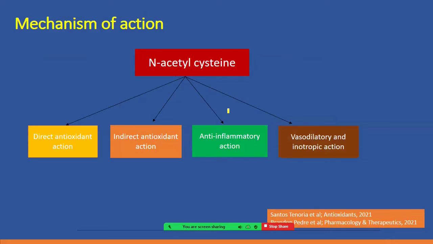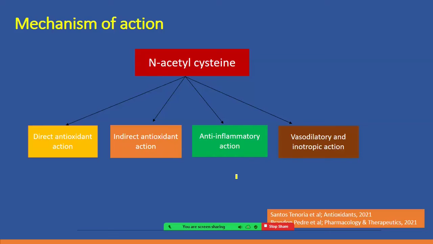N-acetylcysteine has basically 4 mechanisms of action. First is its direct antioxidant action. It itself acts as an antioxidant and leads to the deactivation of reactive oxygen species. Second is its indirect antioxidant action. It provides substrates for the glutathione reserve to be replenished in the body, and then glutathione acts as an antioxidant. So that is via the indirect route.